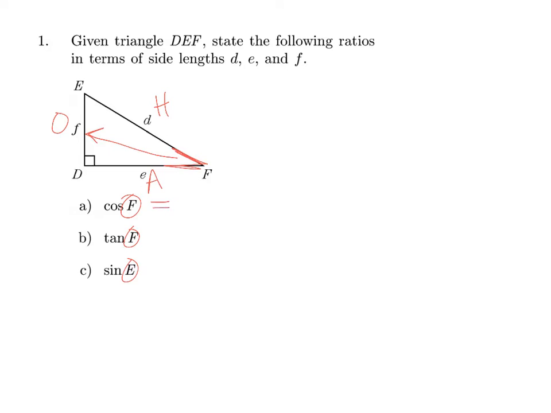All right, so cosine, what's the ratio for cosine? Adjacent over hypotenuse. So it's E over D. What is tangent? Tangent is opposite over adjacent. And what is sine? Sine is opposite over hypotenuse. That's all there is to it. We're done.